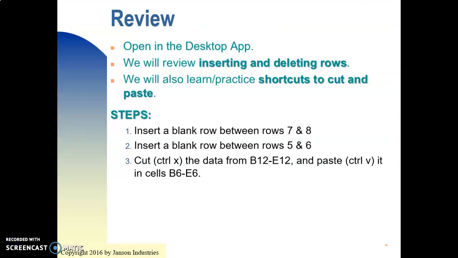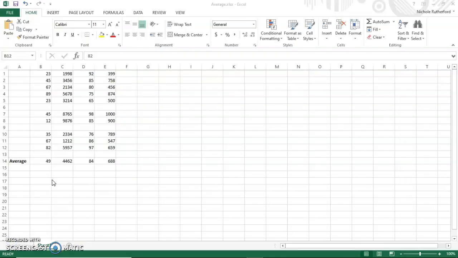Next, we're going to cut and paste some cells. To cut, we're going to use the shortcut Ctrl-X, and to paste, we're going to use the shortcut Ctrl-V. So we're going to cut the data from B12 to E12. We'll try that step first. The first step is to select the data. So you want the data in B12, and then you're going to highlight B12 to E12.